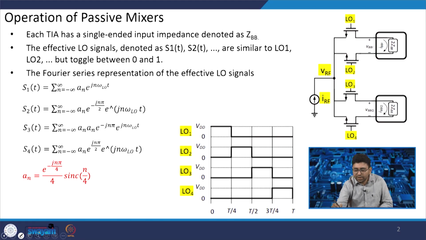If we want to understand the operation of the passive mixer, the important part in this figure is the TIA, the transimpedance amplifier. If you represent the transimpedance amplifier as ZBB, that is the impedance of the baseband, and because it is differential, it is 2 times ZBB. And here the RF current is applied to the passive mixer.